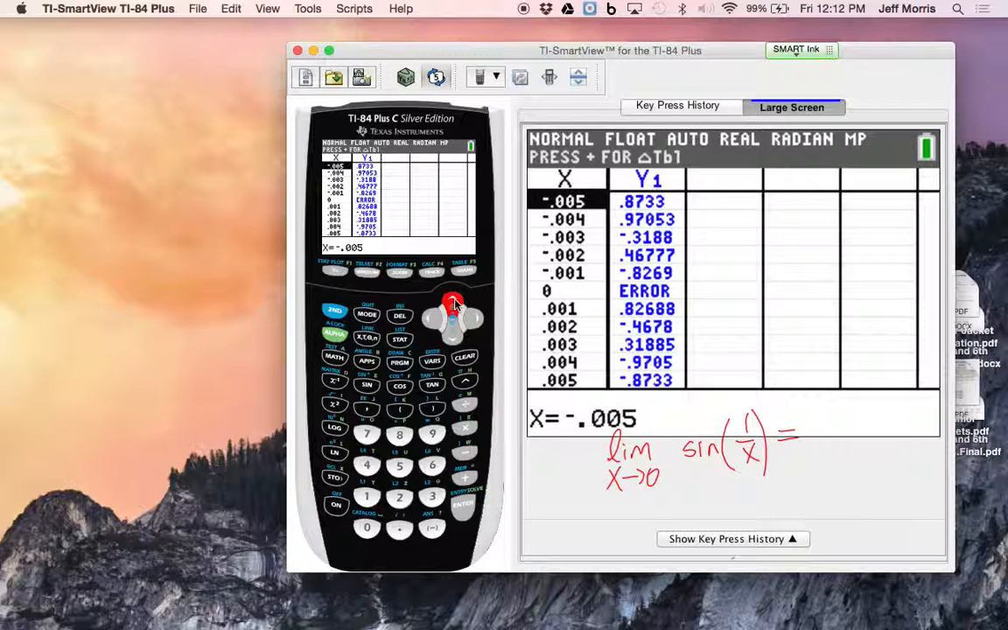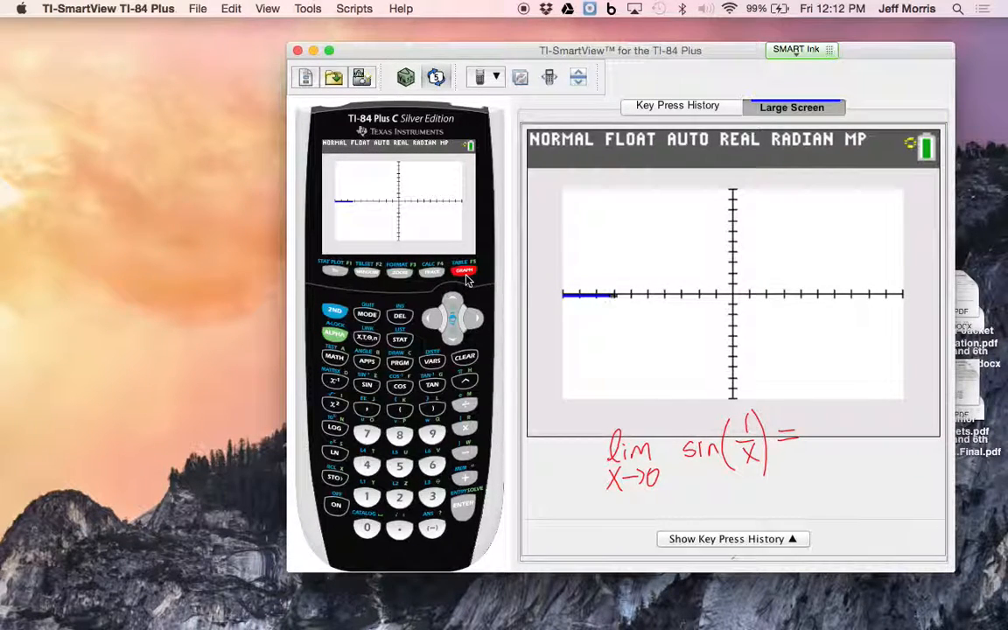What did we talk about yesterday when a function bounces back and forth? We call it oscillating. Okay, so it seems like it's oscillating, right? And then you get on the other side and you're like negative 0.8733, negative 0.9705, and so on. It keeps bouncing back and forth between positive and negative values. So what's the limit? Well, some of you would say, well, maybe it's 0, maybe it's DNE, I don't know. So then you would want to further investigate.